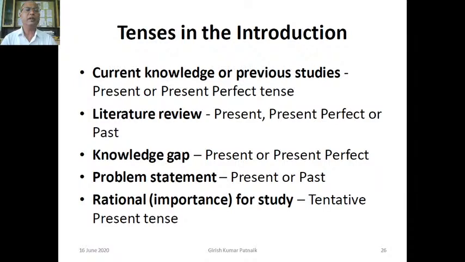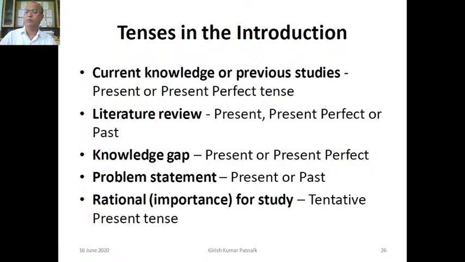Then you have the knowledge gap. So what is the gap? This is something like your motivation. The knowledge gap that I was able to identify is nothing but the motivation for you to take up this particular research work. That we can very well write using present or present perfect. Then you have a problem statement. Again, it should be present tense or past tense. And finally, the fifth paragraph is nothing but what is the importance of this particular study? What is the rationale of your research work? There we should use the tentative present tense.